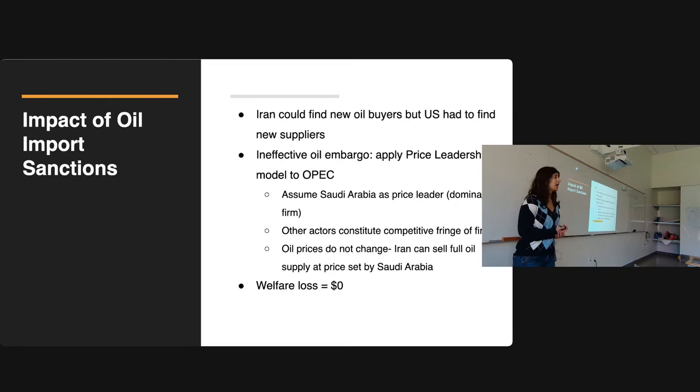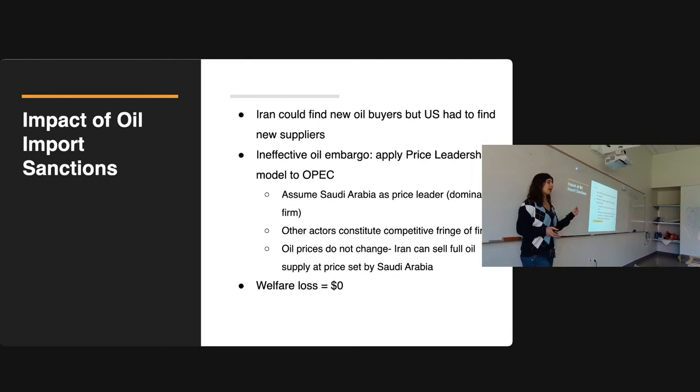This explains why an oil embargo by just the U.S. ends up being ineffective, because OPEC, the Organization of Petroleum Exporting Countries, kind of follows this thing called the price leadership model. They have a dominant firm that basically sets a price for oil, and all of the other countries in OPEC just follow that price. So we can assume Saudi Arabia is the price leader here.